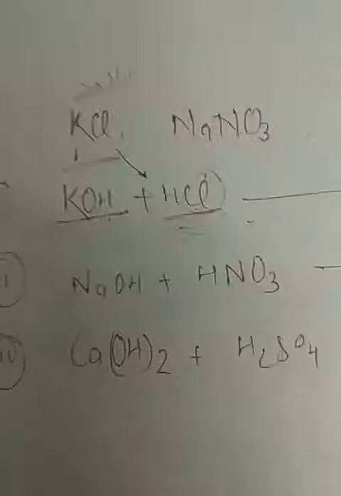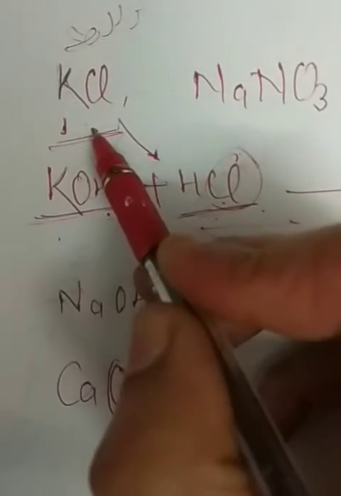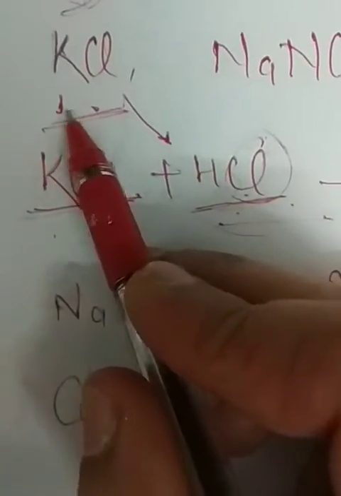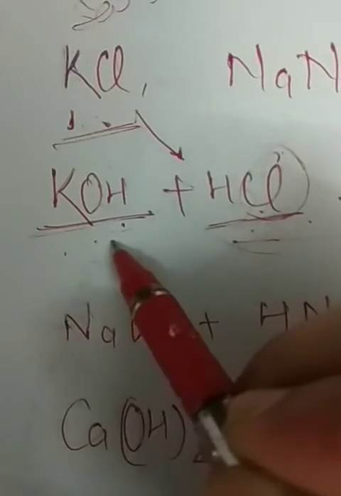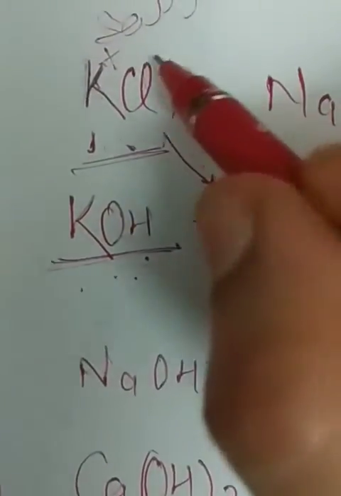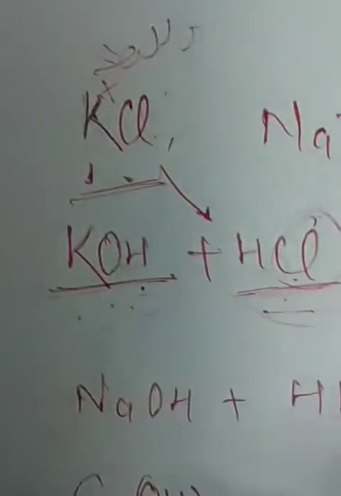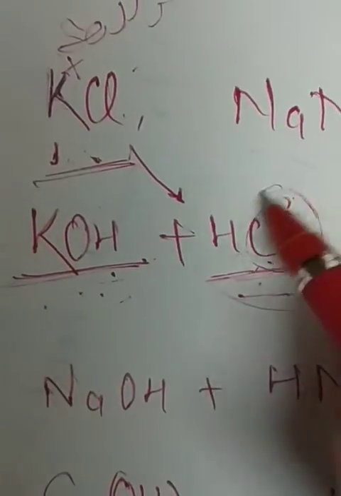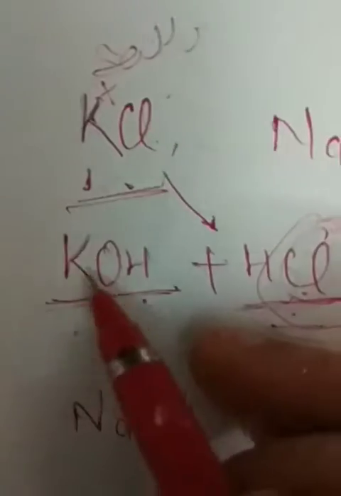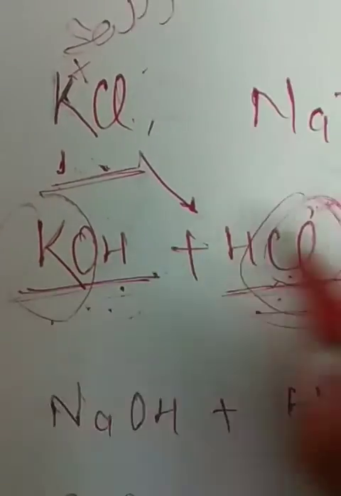Let's see. First example of salt, potassium chloride. It is formed by the reaction of an acid and a base. So KOH, potassium hydroxide, where K is positive charge, potassium, and chloride is negative charge. It is made from potassium hydroxide, and chloride comes from hydrochloric acid. So anion of acid means chloride, and cation of base means potassium, giving potassium chloride.